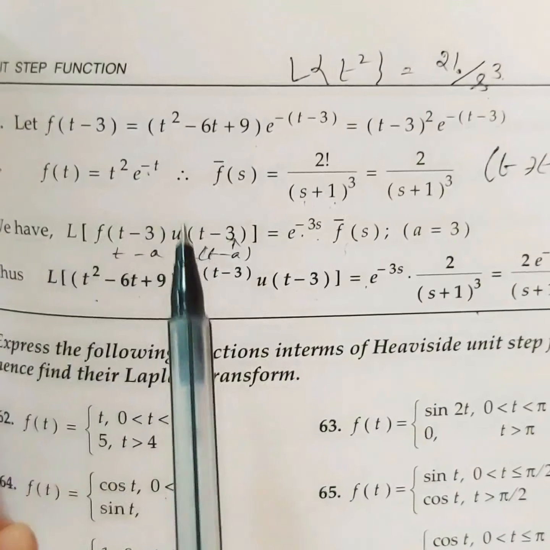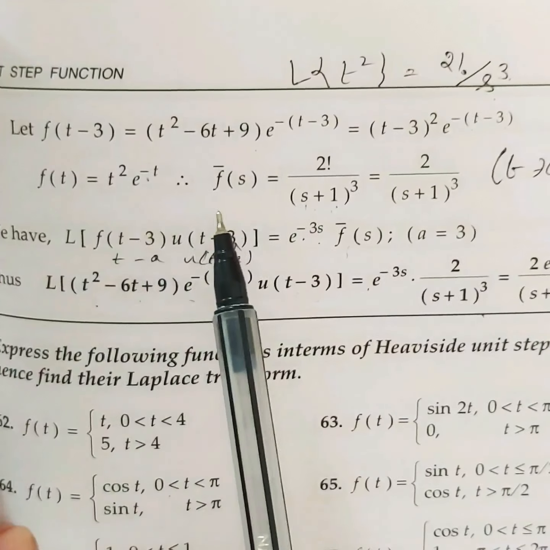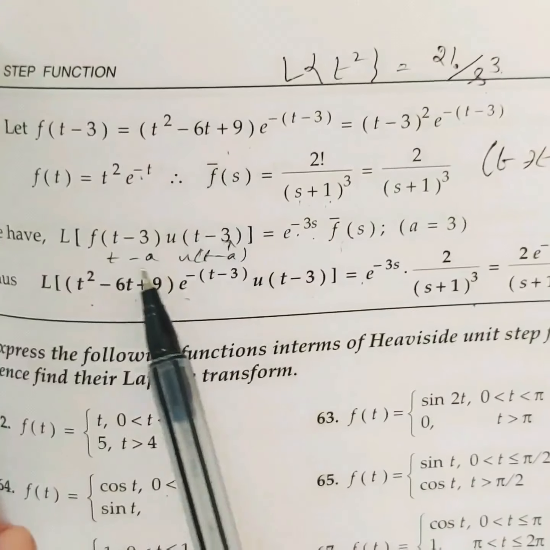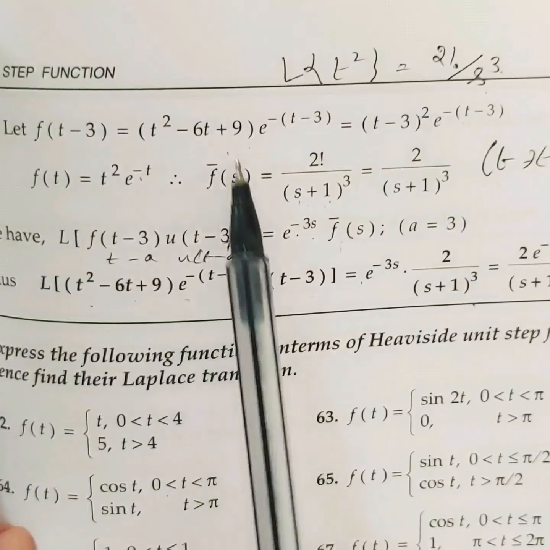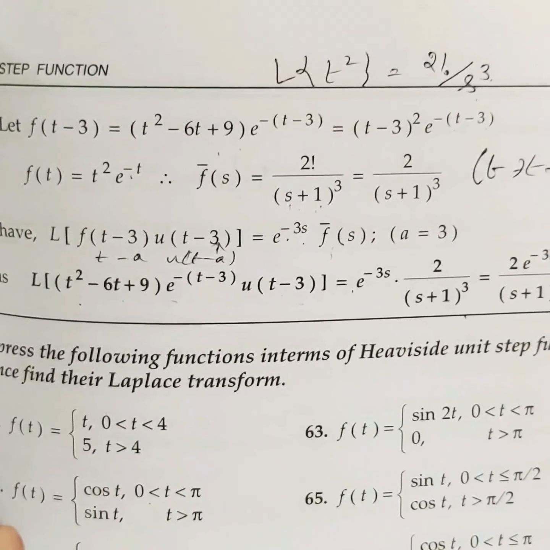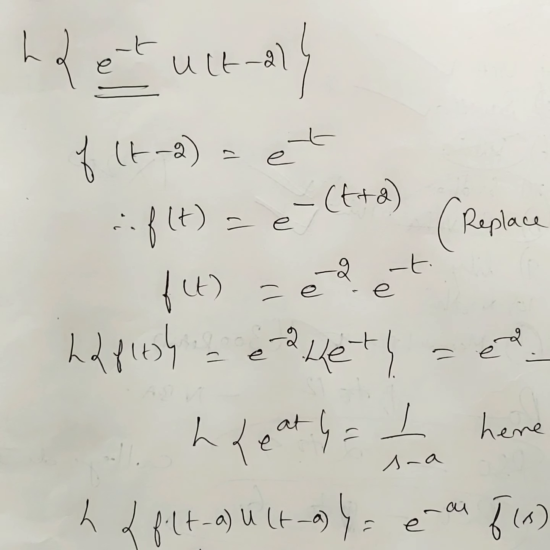So please be careful where you may get a confusion, because in the property e power at f of t or e power minus at f of t, like that you may get confused. Again same here, t minus a or t plus a, these type of confusions will come. So please study the formulas thoroughly. See, you can do step by step to reduce the confusion.